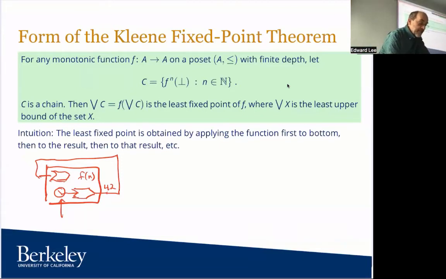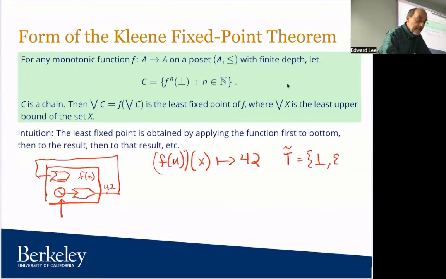All right, so at each n, f of n is a function that, given any input at all, call it x, yields 42. So the question is, is that a monotonic function? Remember now our T tilde is the set of bottom, absent, and all the integers, 0, 1, etc.